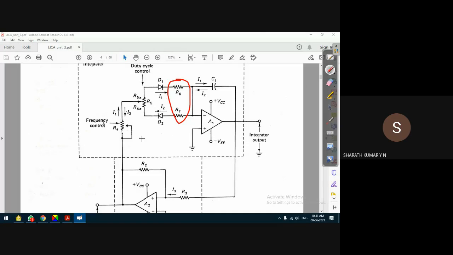The reason for that is, what is the necessity of R6 and R7? Let us assume that there is no R6 and R7. The problem here is that the diode voltage drop is VF, which is equal to 0.7 volt, or 0.6 for a silicon diode. If this resistor is not used, the voltage drop across it cannot be varied, because the diode voltage drop is fixed. We cannot control the voltage drop further if there is no R6 and R7. That's why these two resistors are used.